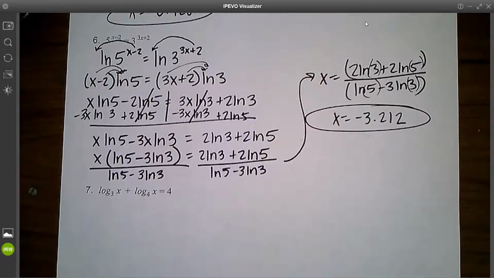Number 7. This one, my logs have 2 different bases, so I'm going to do it on my calculator. I'm actually going to just do it on Desmos for the sake of showing. Let's see here how this works.